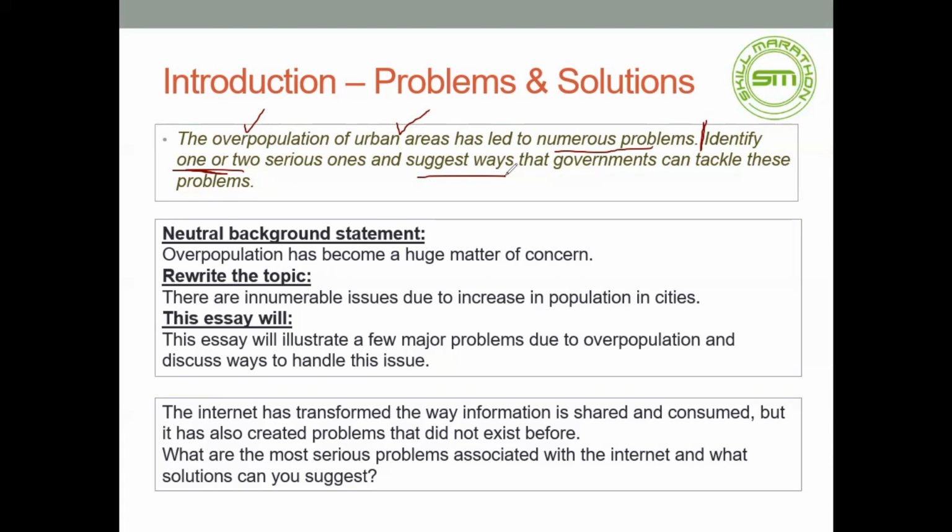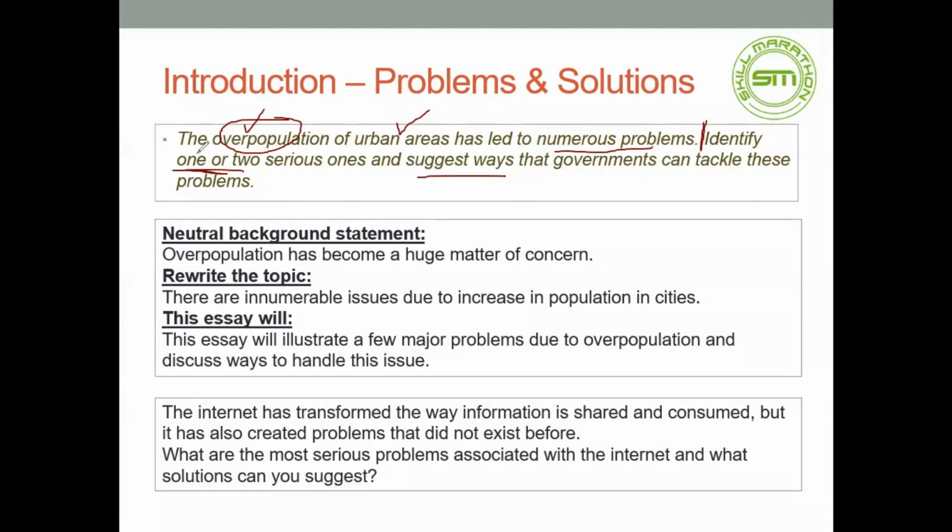So how do you start your essay? I said there are 3 segments to it. That one introduction paragraph has 3 statements or 3 segments. The first one is known as the neutral background statement. I'm not going to take a stand immediately. I'm not going to say whether it's good or bad. I'm simply going to see the main point in the question, and I'm going to write a very general statement. Neutral background statement is nothing but a very general statement.